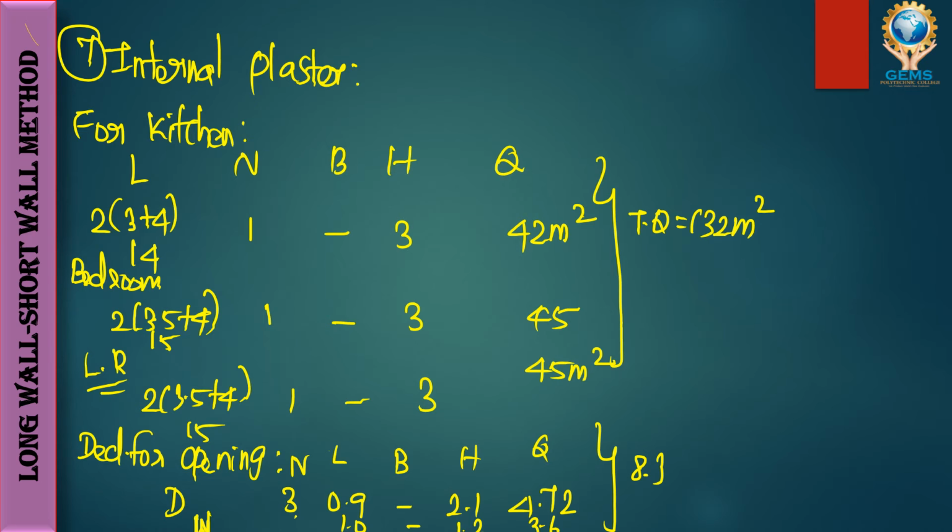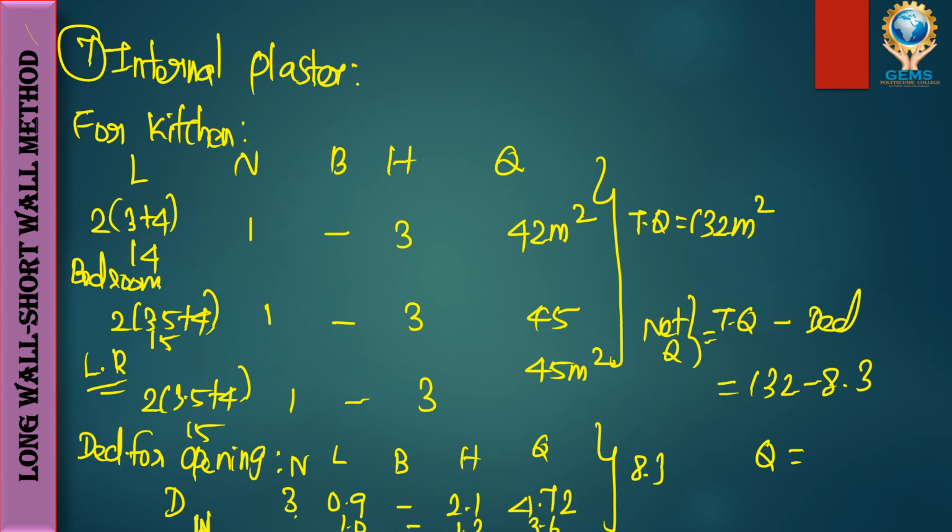So after that, what we need to do is calculate the net quantity of internal plaster. We need to subtract: net quantity equals total quantity minus the deduction value. So what will we get? 132 minus 8. So the quantity of internal plastering is approximately 120 square meters. This is the quantity of internal plastering.